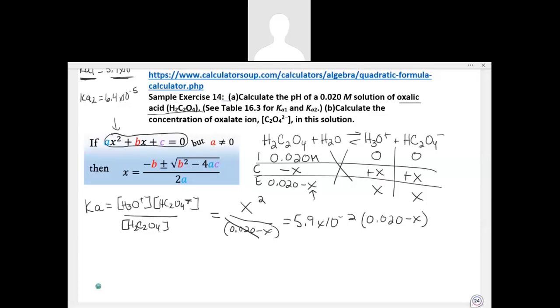Let's rearrange this a little bit. I'm going to put x squared, and that's going to be equal to, now I can multiply these two terms together, 0.00118, and then minus 5.9 times 10 to the -2 x when we multiply this times x. So we're almost there, we're almost in quadratic form. Now I'm going to have my x squared, and I'm going to add plus 5.9 times 10 to the -2 x to each side.